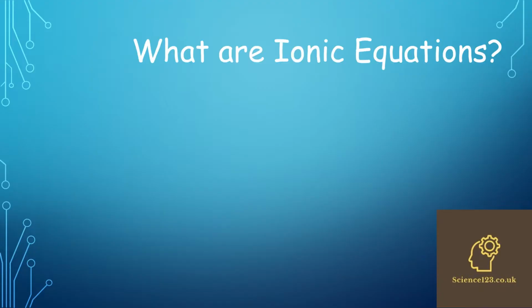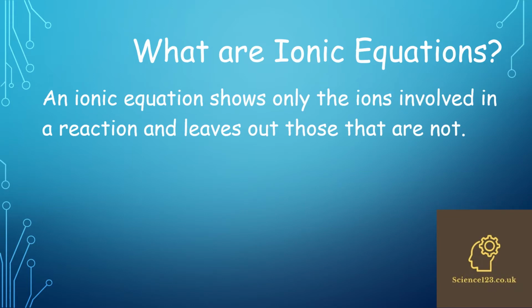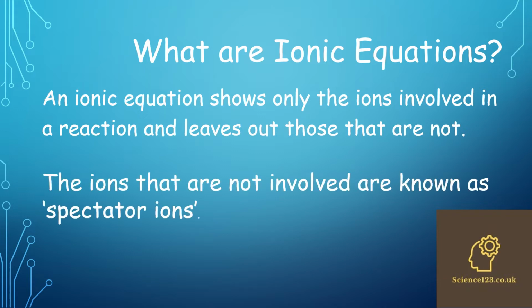Ionic equations are used to show what is happening only to the ions actually involved in a chemical reaction, and it leaves out those that are not. The ones that are not involved are known as spectator ions, as though they are only watching the reaction.